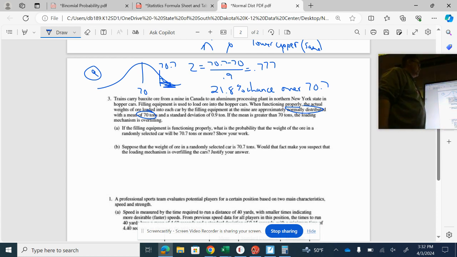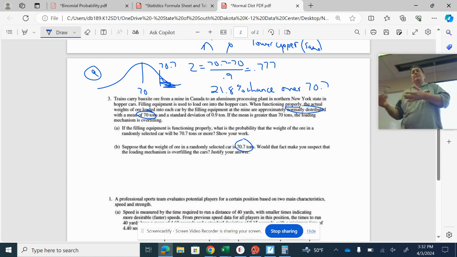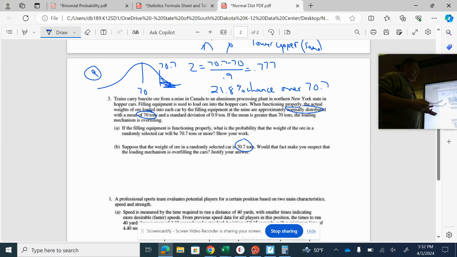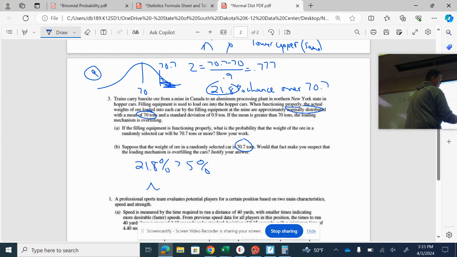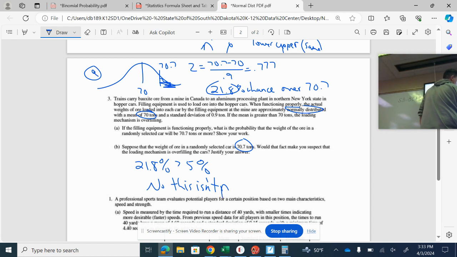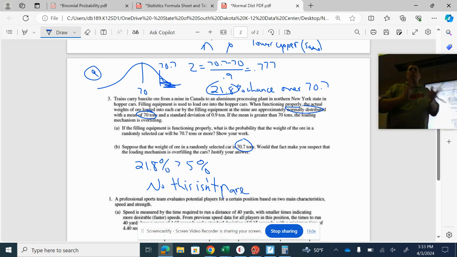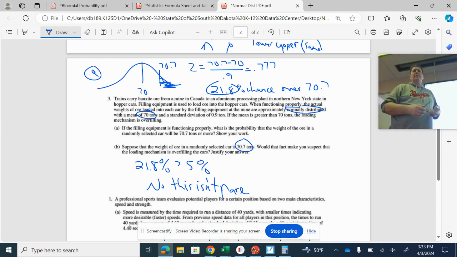All right, B, suppose the weight of the ore is 70.7. So this is the part why I brought up the wallet. Well, if it's 70.8, it is 70.7. If it's 70.6, it isn't. So it's saying it's 70.7 or more. Would that make you suspect the loading system is overfilling? We got a 21% chance. This is really a p-value question. That's greater than 5%. So no, this isn't rare. We're not going to reject the null, even though we didn't write a null, but it doesn't make me suspicious. It's just random fluctuation.